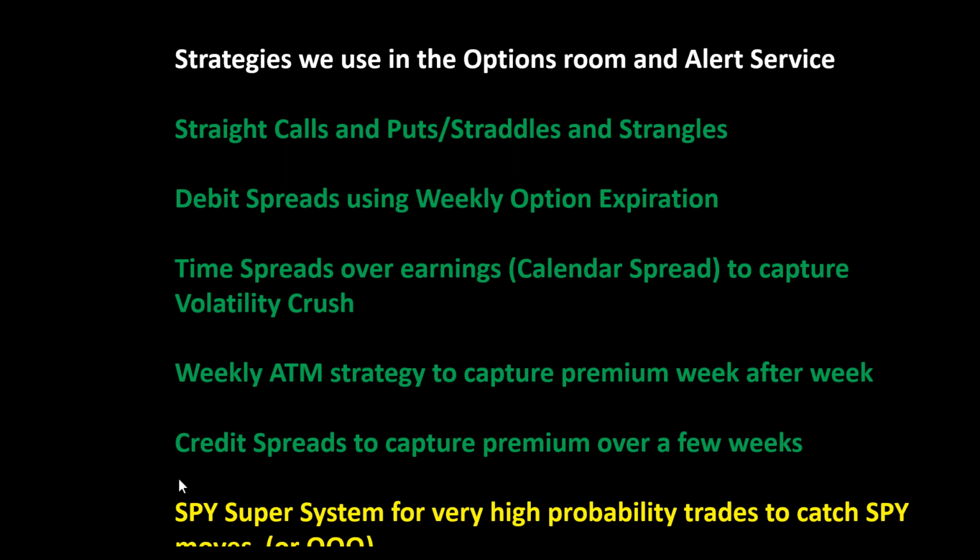All right, and now we do have one thing here called the SPY super system. This is something that we don't do any alerts on. I don't post them in the room. These are quick trades off of a 5-minute chart for the SPY, the Qs, or the IWM, or the futures. You can use it on ES and NQ. And we call it the SPY super system.